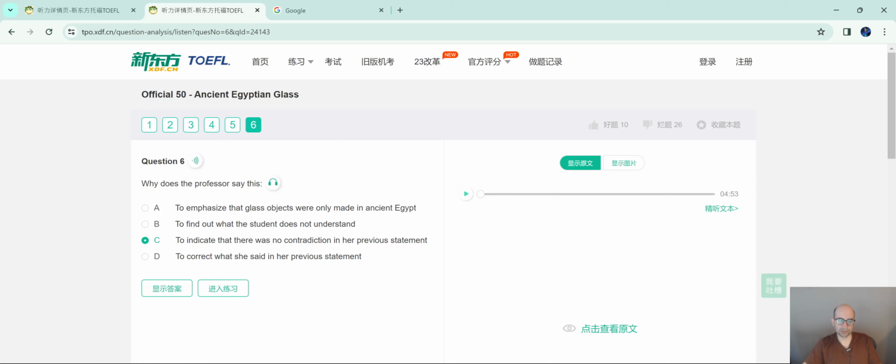To correct what she said in her previous statement. No, she's not correcting herself. And actually, guys, in most TOEFL listening function questions, if there's any answer choice here that kind of maybe criticizes the professor, makes them look weak or stupid, usually, most of the time, those answer options are wrong. So remember, the professor is king or queen here, okay? We want to respect them. But anyway, that's not the point. So yeah, choice C is the right answer. Again, she's showing that she made no mistake. There was no contradiction in her statement.